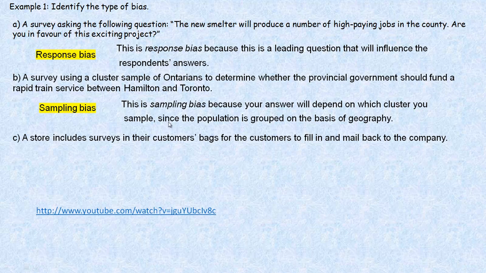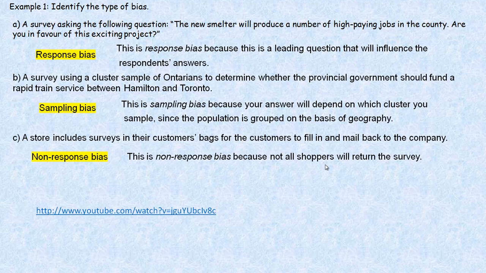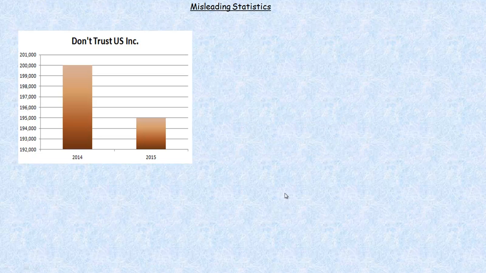A last one here, a store includes surveys in their customers' bags for them to fill in and mail back to the company. So this would be non-response bias because not all the shoppers, in fact, again, mail survey, a lot of them will not return it. You might give out 1,000 surveys and maybe you only get 35 back. This is a YouTube link here to a video that's actually pretty good on talking about different kinds of bias. So that's something you could check out as well. I won't play it here though.